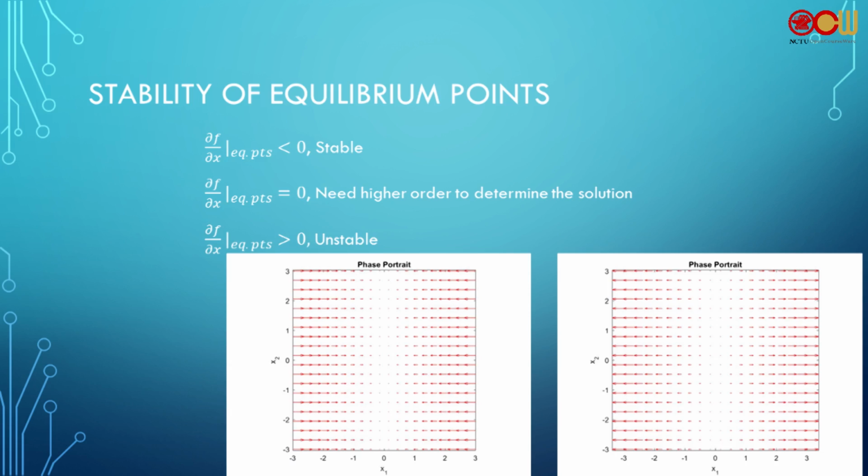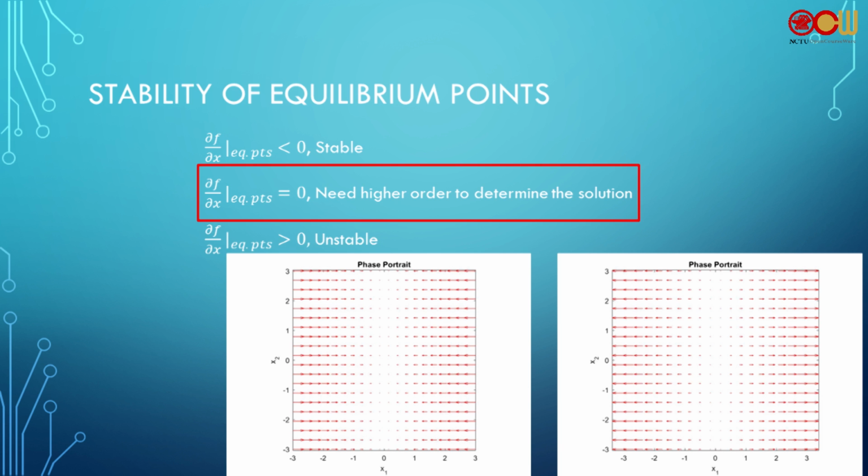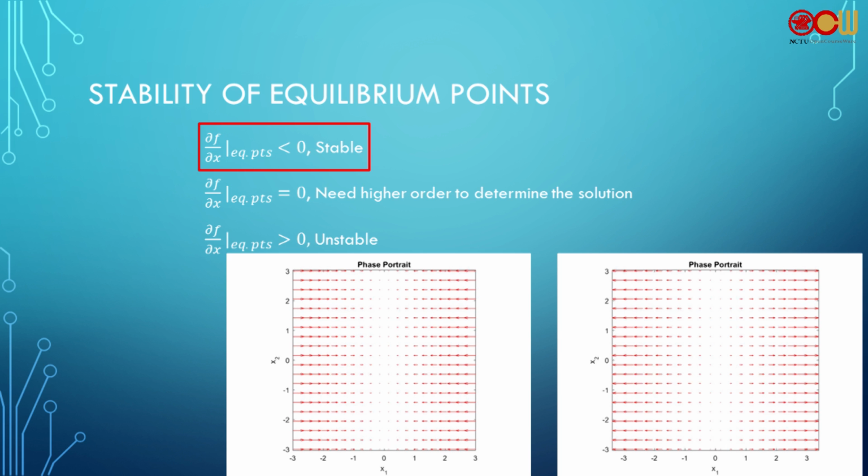There are three cases: stable, unstable, and one in between. The way we evaluate is to take the partial derivative with respect to x, evaluated at the equilibrium point. This is a phase portrait, x1, x2. I did not write down the dynamics equations for this system, but you can still tell from this whether the system is stable or unstable.